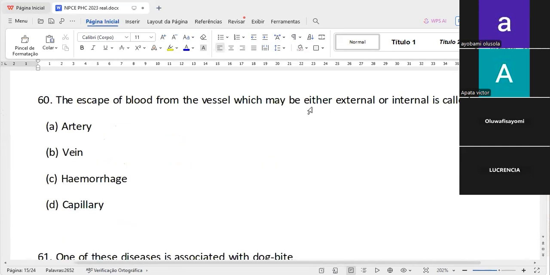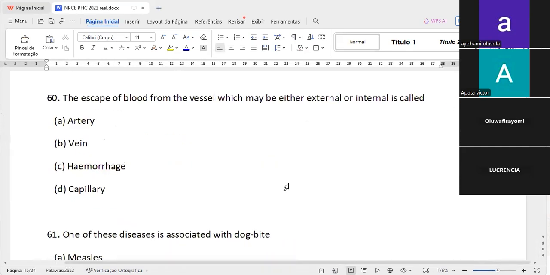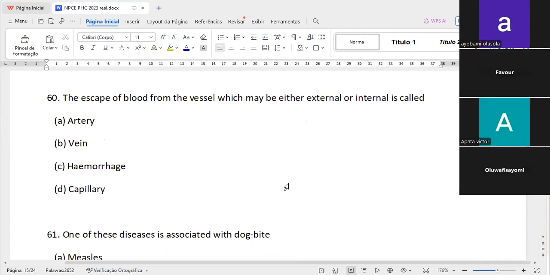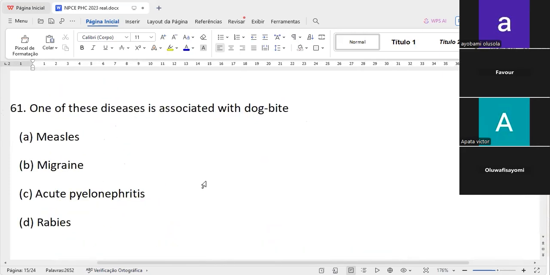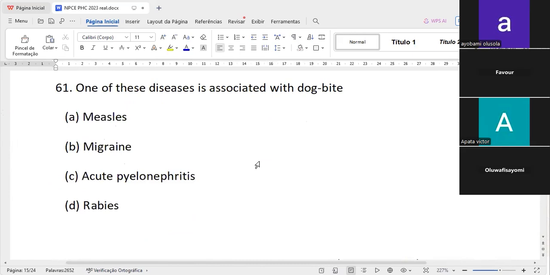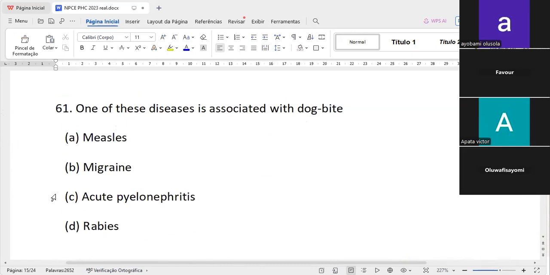The escape of blood from the vessel may be either external or internal. It's called hemorrhage. Correct. One of these diseases is associated with dog bites. Rabies. Yeah, correct. Rabies.